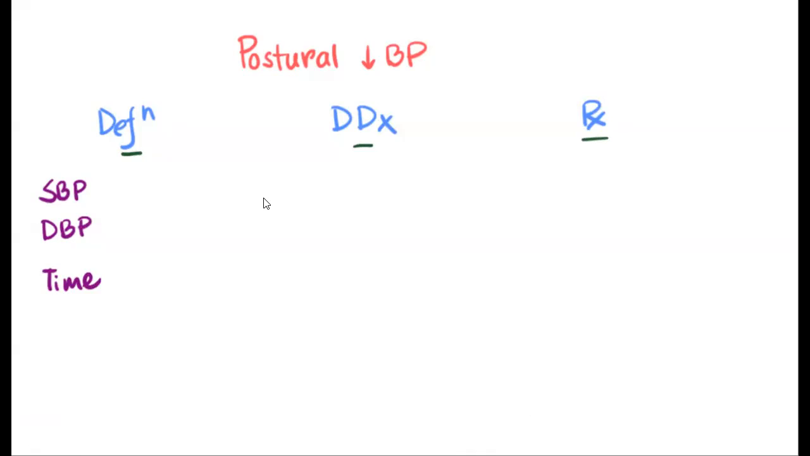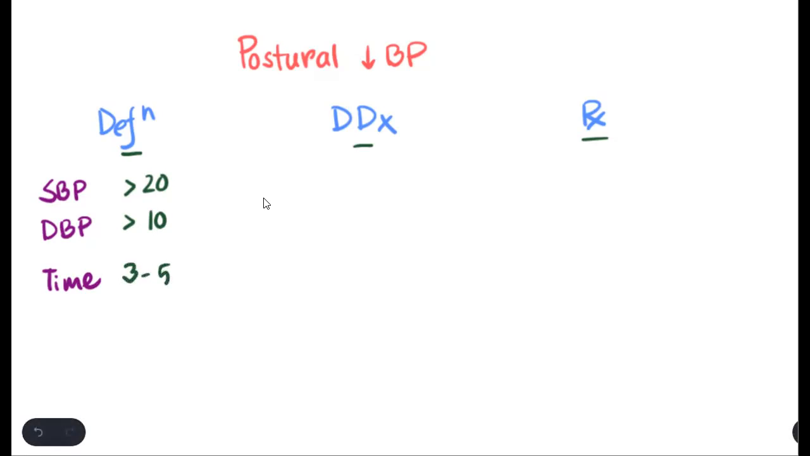Postural hypotension is defined as a drop in the blood pressure, systolic, a drop of more than 20, and diastolic, a drop of more than 10, either one, in a person who stands from a supine position for 3 to 5 minutes. So we measure the blood pressure in the standing position after 3 to 5 minutes from lying down. So he lies down, he stands up for 3 to 5 minutes, and we measure in standing. And that is the definition of postural hypotension.